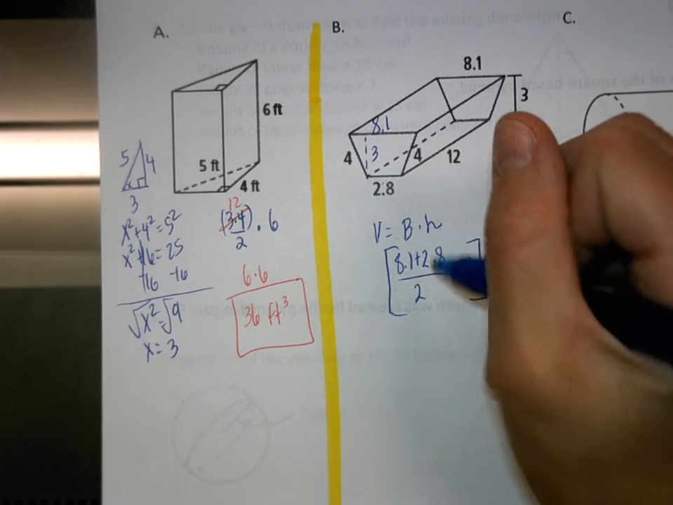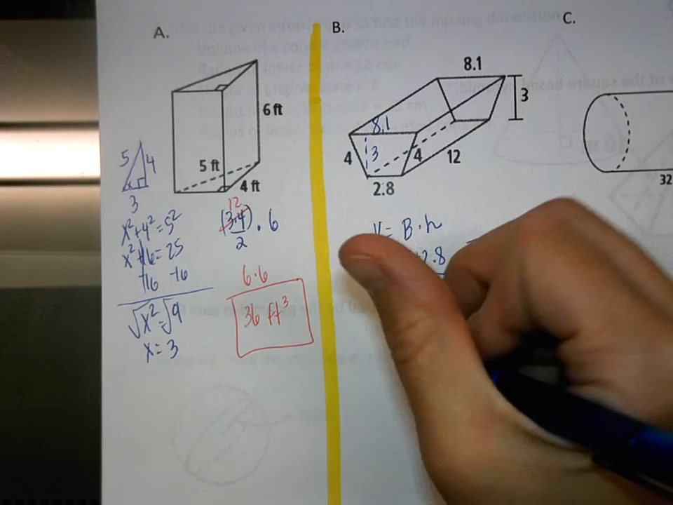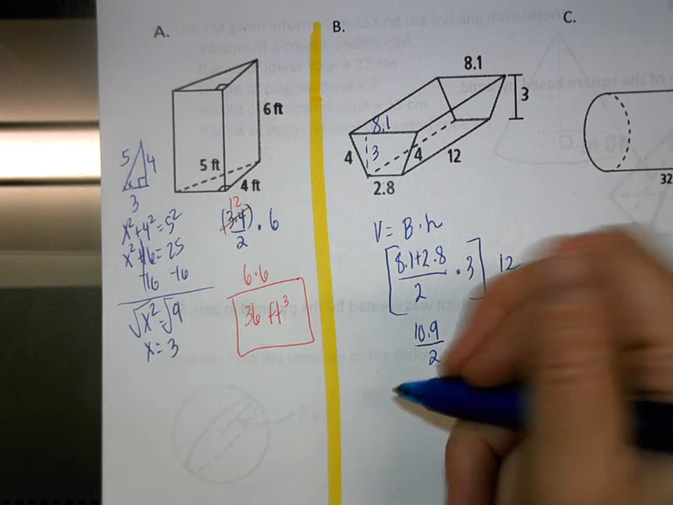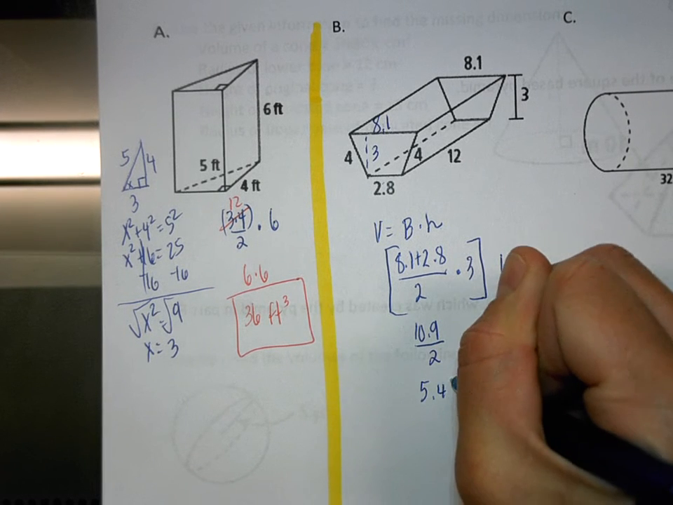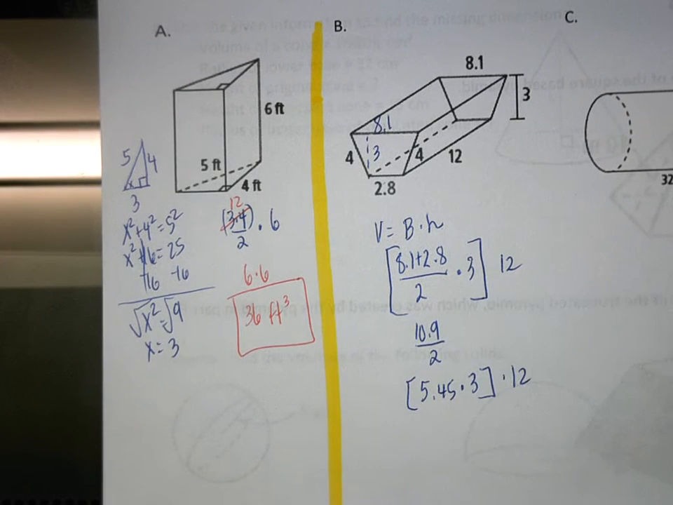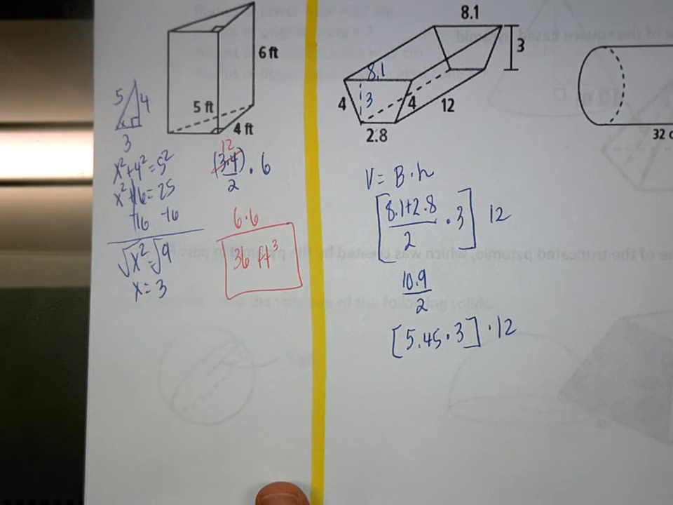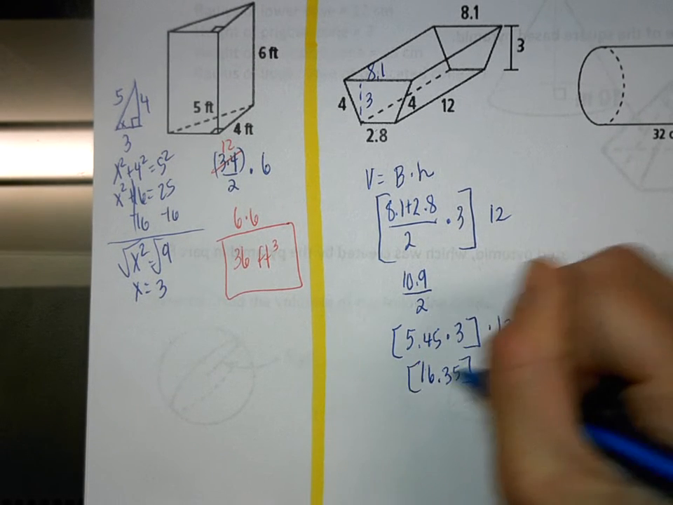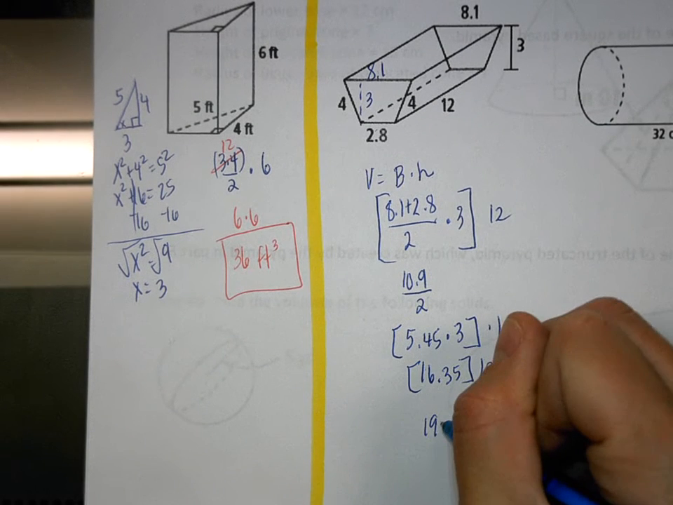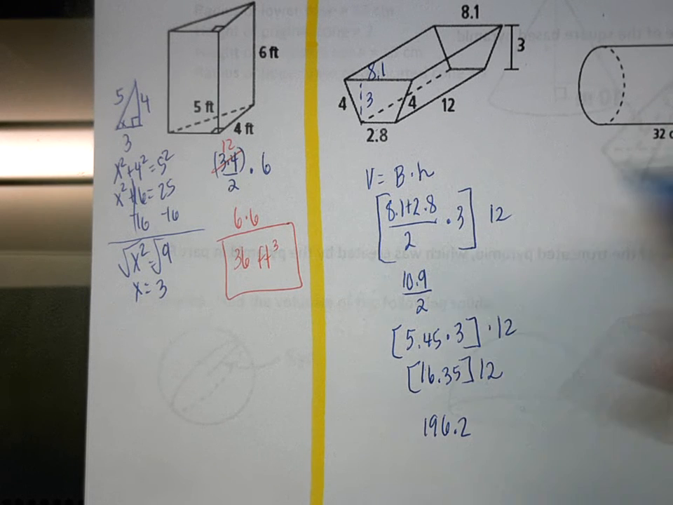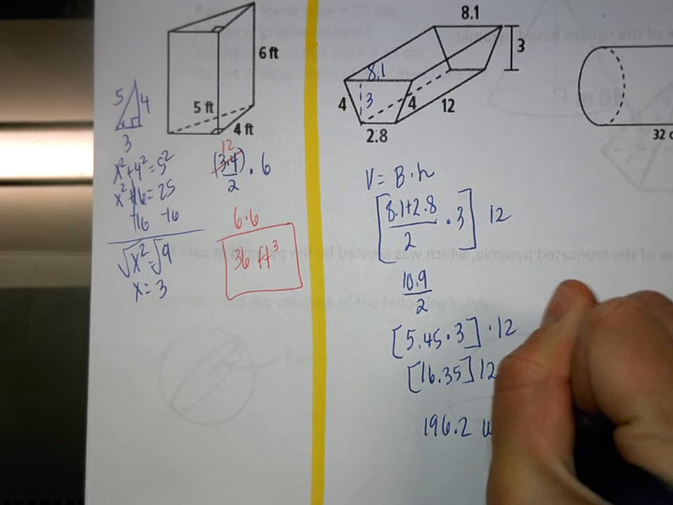Okay, and so 8.1 plus 2.8, that adds to be? 10.9. Good, and then 10.9 divided by 2 is? 5.45. Good, 5.45 times 3. And then we're going to multiply that by 12. And so if you put all that into your calculator, what do you end up getting? Well, this one is 16.35 when you multiply it. And then multiply that by 12, and you get 196.2. Now this one, I don't see any measurements on here, so what would we write? Units cubed. Very good. Units cubed.